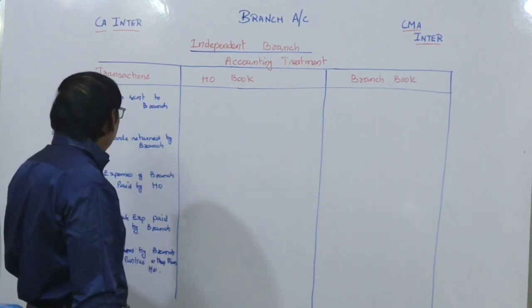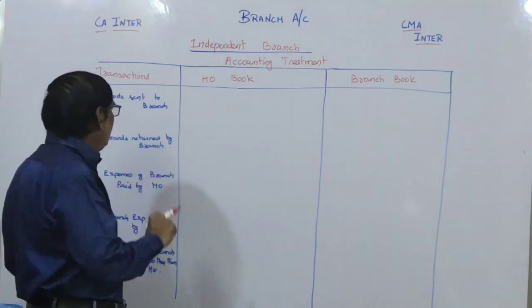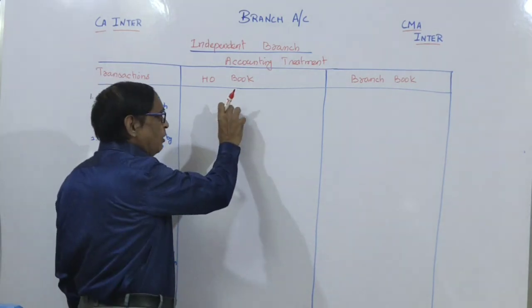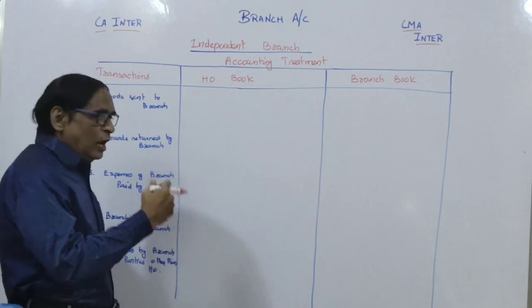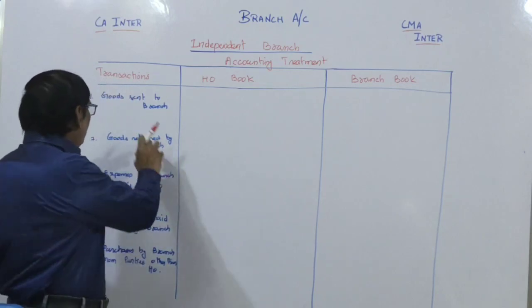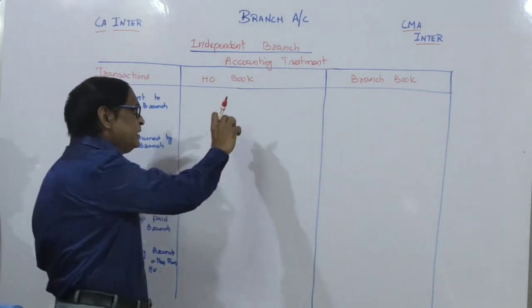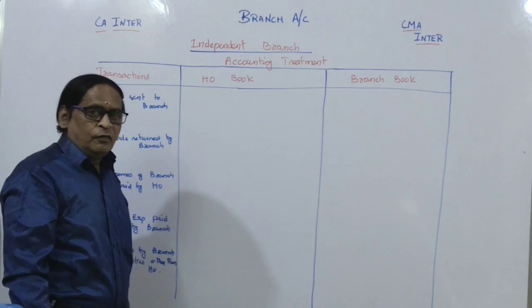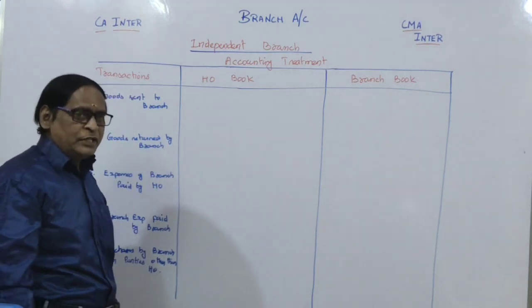Let us look into the accounting treatment of independent branch. If the goods are sent to the branch by head office, then what will be the journal entry in the books of head office and in the books of branch? So we have to see one by one. If the goods are sent to branch by head office, what will be the journal entry? If they are supplying the goods to the branch, who will be receiving the product? The branch will receive.